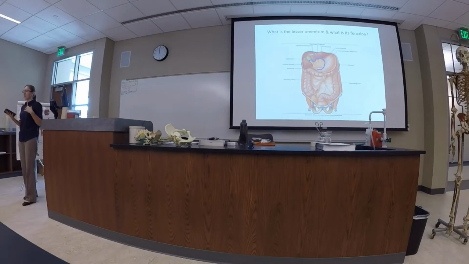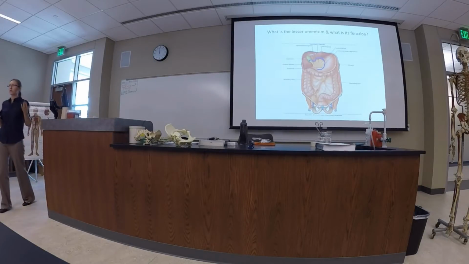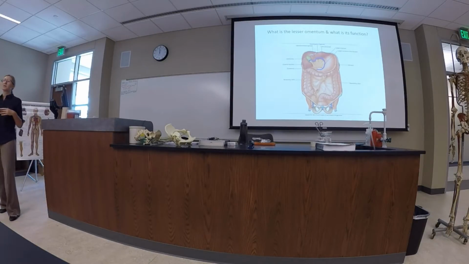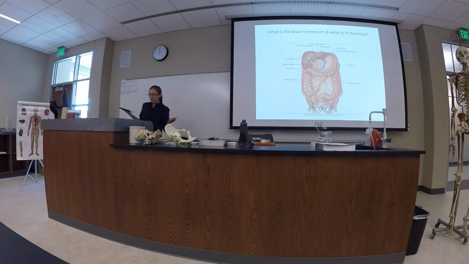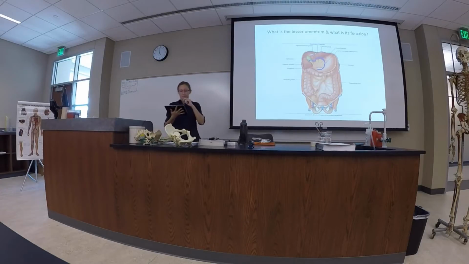And not only does it separate the omental bursa from the greater sac, it also provides a pathway for some major vessels in the area, including the hepatic artery proper, the portal vein, the bile duct, the gastric vessels, all of those gastric arteries and veins. So they all travel within this omentum.